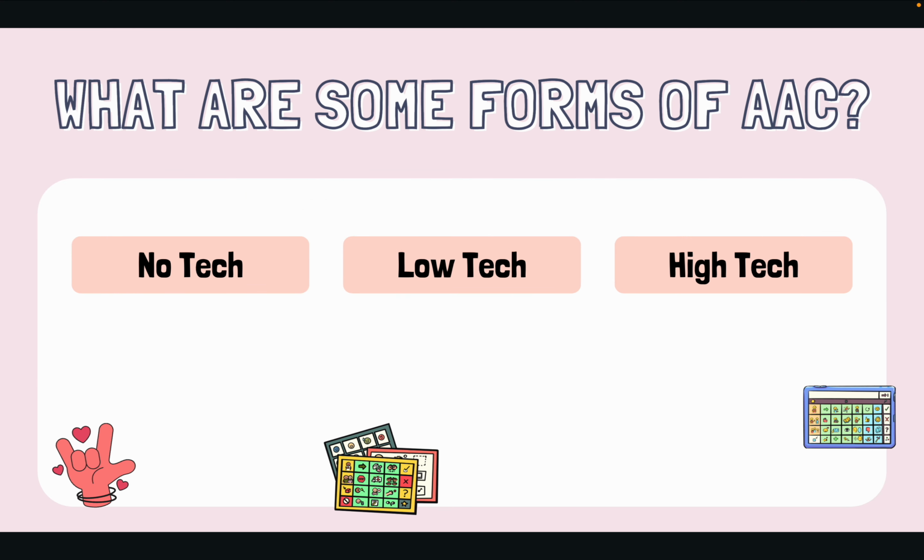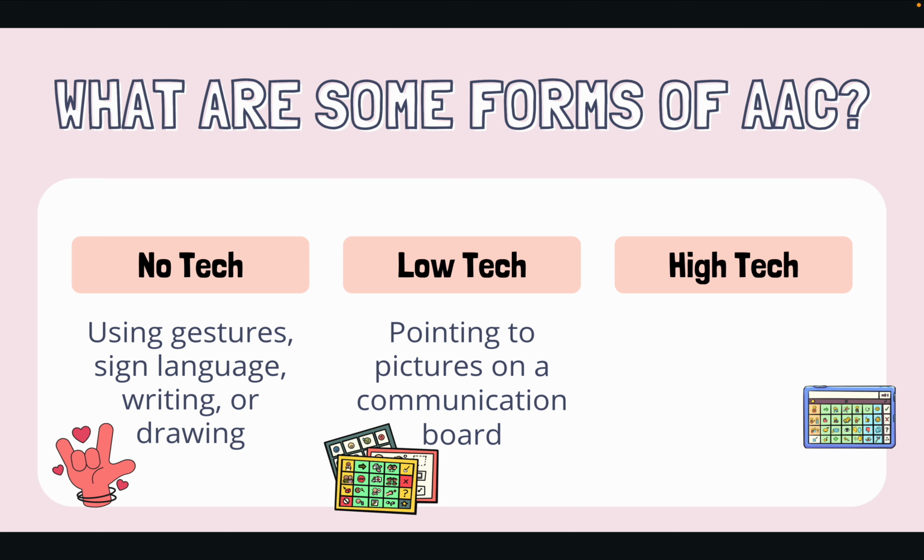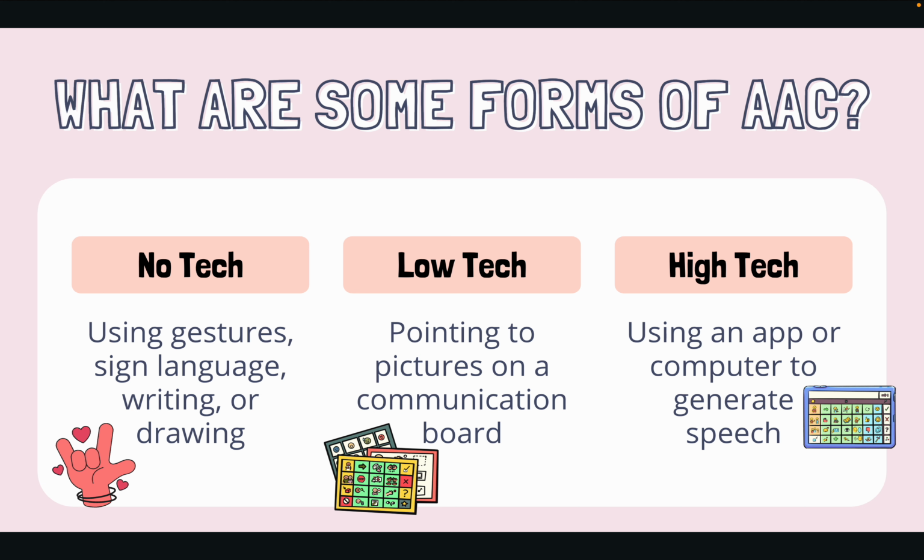So what are some forms of AAC? You can use no tech, which would be sign language, which was what I mentioned before, writing or drawing. Low tech, which could be looking at a picture and pointing to it. Or high tech, which you will see today, where the computer generates the speech. And in this case, the computer is using what's known as an API in order to generate that speech on the device.